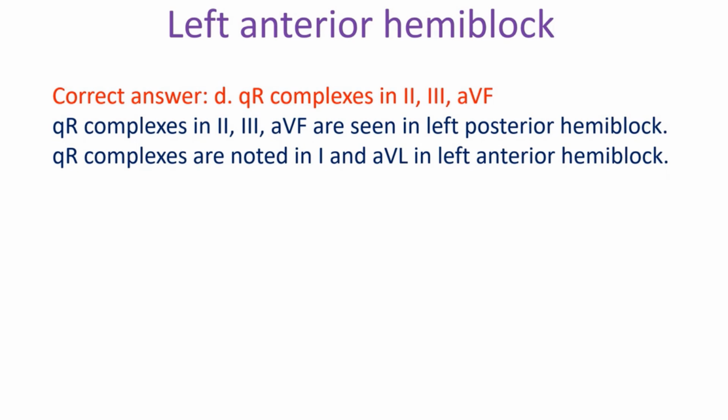QR complexes in II, III, aVF are seen in left posterior hemiblock. QR complexes are noted in I and aVL in left anterior hemiblock.